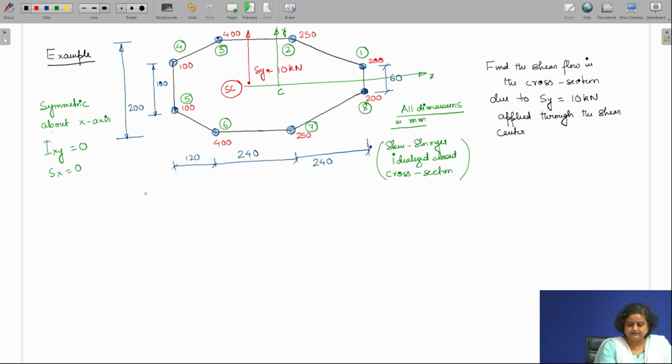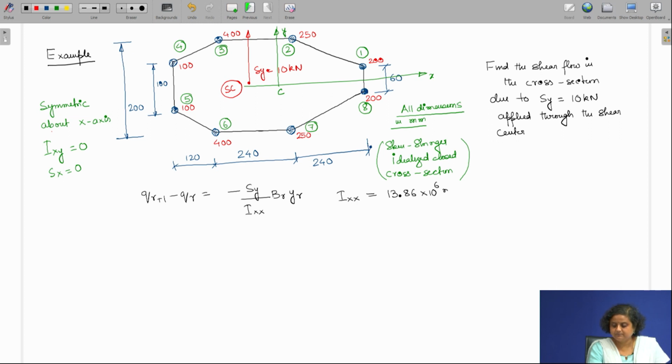can simplify this as Qr plus 1 minus Qr is going to be minus Sy by Ixx into Br into Yr. So, Ixx of this cross section can be found out very easily, and I am not repeating the calculation here. If we find it out, it is going to be 13.86 into 10 to the power 6 millimeter 4.